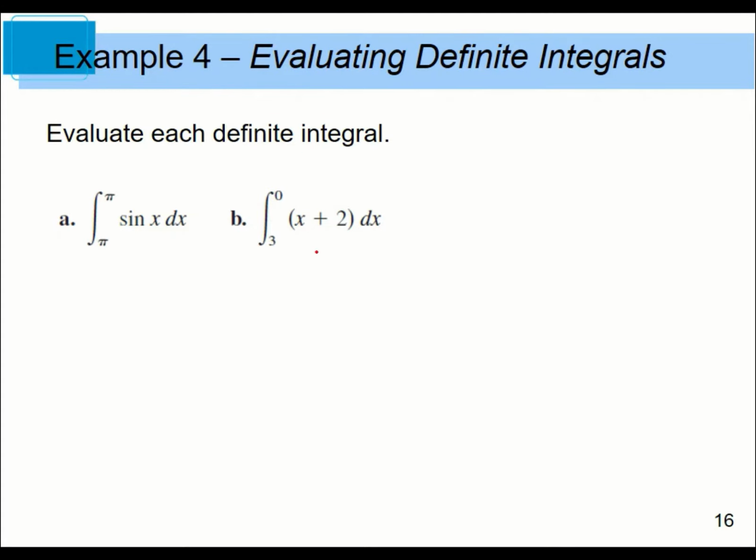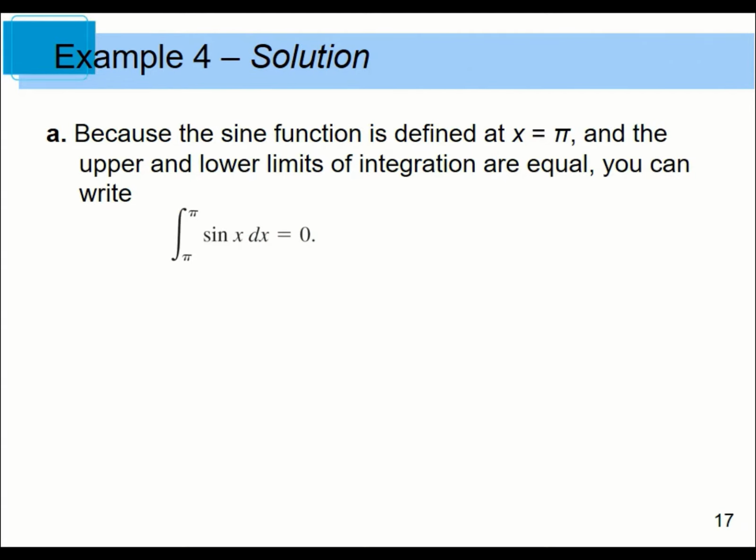Let's take a look at example 4, question A. Integrate sine x from pi to pi. As we can see here, these two values are the same value. So when we integrate a function from a value to the value itself, we always get 0. So there is no working here. Always 0.